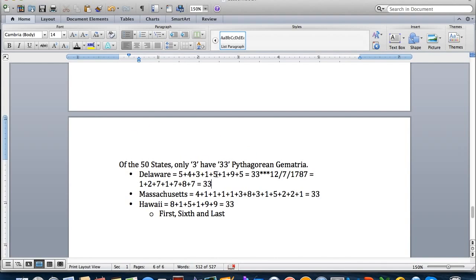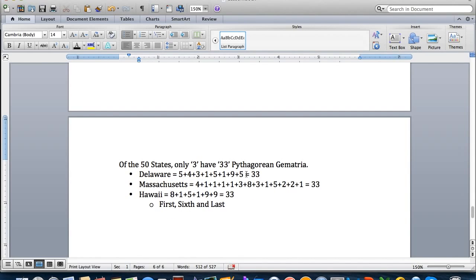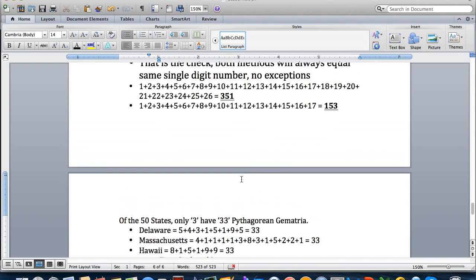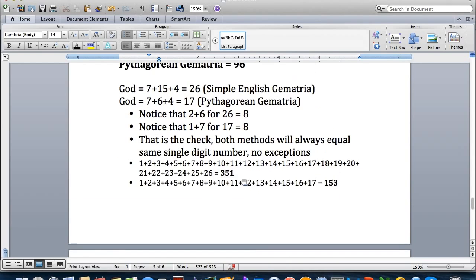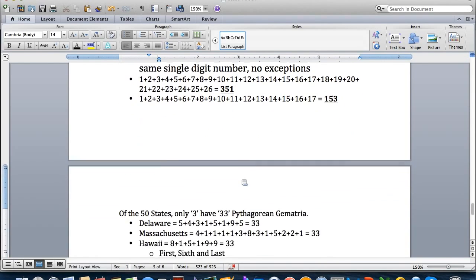So of the 3 states that have this, it's the first state, Delaware. The 6th state, Massachusetts. Remember, the numerology of 33 is 3 plus 3 equals 6. The 6th state. And the last. So first, last, and 6th. 3 33s. I mean, how perfect is that? And there's more, True Seeker. There's a lot of interesting things. There's 9 states with 11 gematria when it breaks down, and a whole lot more. And I don't think any of it's an accident. I think it's all very well thought out and well planned.